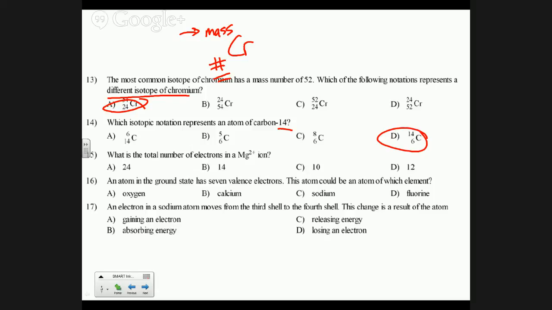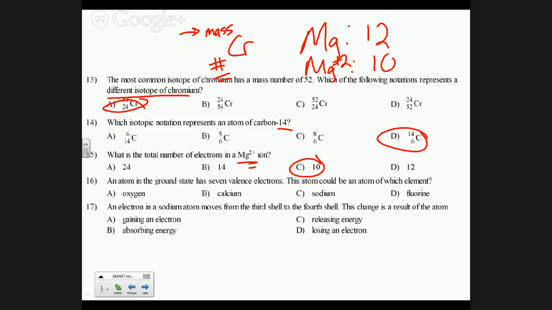What is the total number of electrons in an Mg+2 ion? So you've got to look, all right, well, Mg has how many electrons? 12. How did it go to Mg+2? Well, it lost 2 electrons, so there must only be 10 left. Remember, electrons are negative, so if you're losing electrons, you're becoming more positive. To become positive 2, you had to have lost 2 electrons, so you have 10 left.